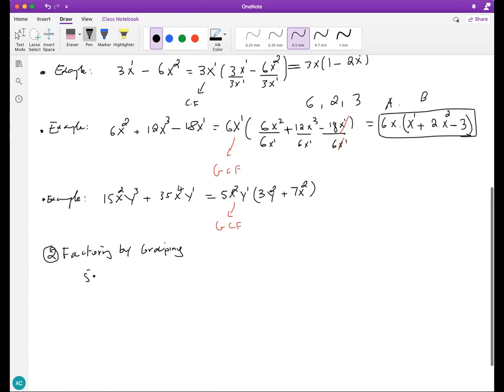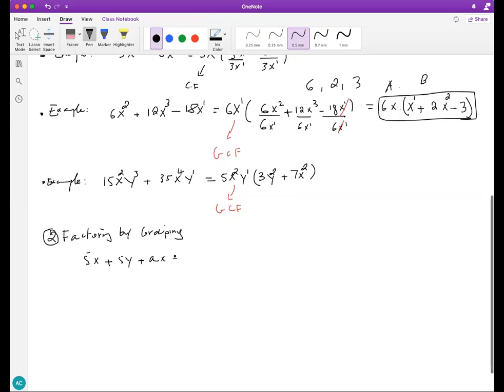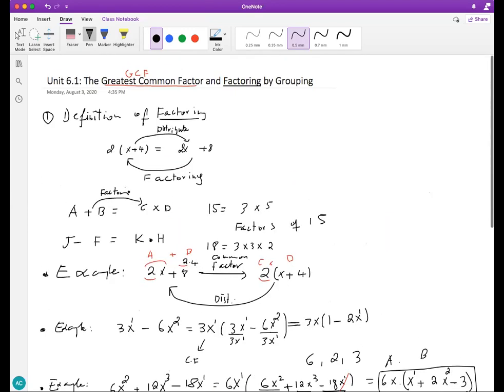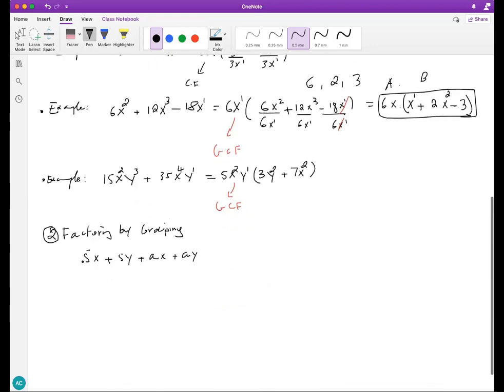So let's say we have 5x plus maybe 5y plus ax plus ay. So this is a polynomial with 4 terms, 1, 2, 3, 4. We want to factor it. As always, we try to find the common factor. But do you see a common factor here for all these terms? No. That's right. Nothing is common between all these terms.